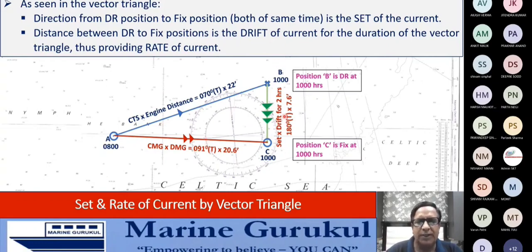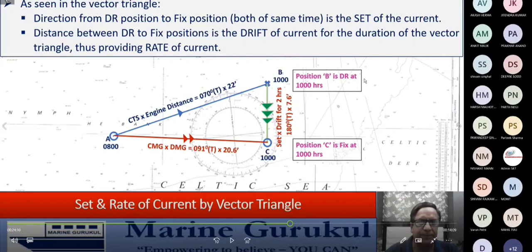So if this triangle was made for 2 hours, then this drift of 7.6 miles would be for 2 hours. That means the rate of current would be 3.8 knots. So we need to be very, very careful about this also, because this is part of some questions wherein they would expect us to calculate the set and rate of current. That means in such scenarios, we'll have to find out the DR and fix of the same time, and using the DR and fix, we can find out the set and rate of current.